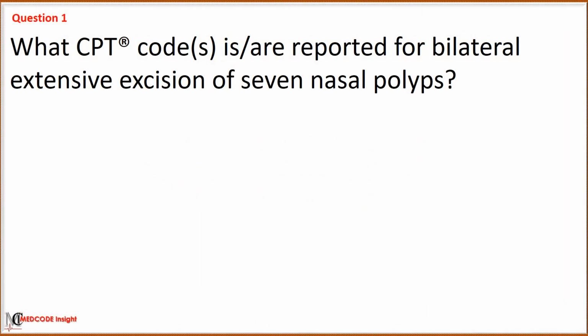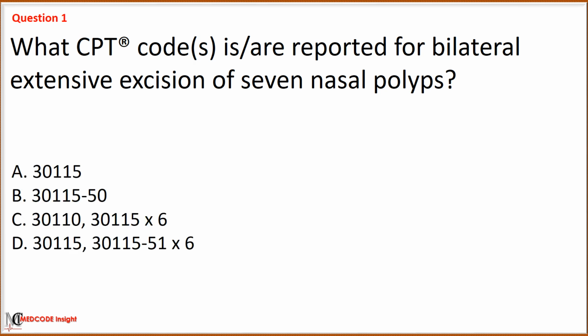What CPT code is reported for bilateral extensive excision of 7 nasal polyps? Option A, code 30115. Option B, code 30115 along with modifier 50. Option C, code 30110, 30115 into 6. Option D, code 30115 along with modifier 51 into 6.